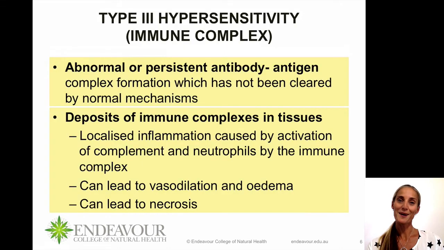So moving on to type 3 hypersensitivity complexes. These are immune complexes, abnormal persistent antibody-antigen complex formation that's not been cleared by the normal mechanisms, that checkpoint the body normally has to get rid of these antibodies. This is where that fails. So these deposits of the immune complexes in the tissue can cause localized inflammation. They can lead to vasodilation and edema, and also necrosis or tissue death.